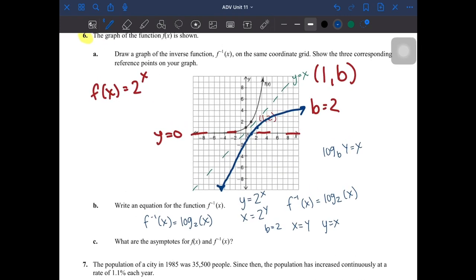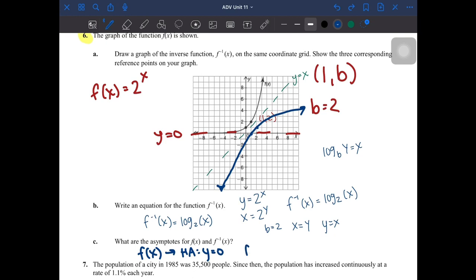And it says, what are the asymptotes? Well, for any exponential function like this, there's no shift up and down or left or right. So I already know that for f of x, my horizontal asymptote is going to be at y equals 0, which we already have right here.